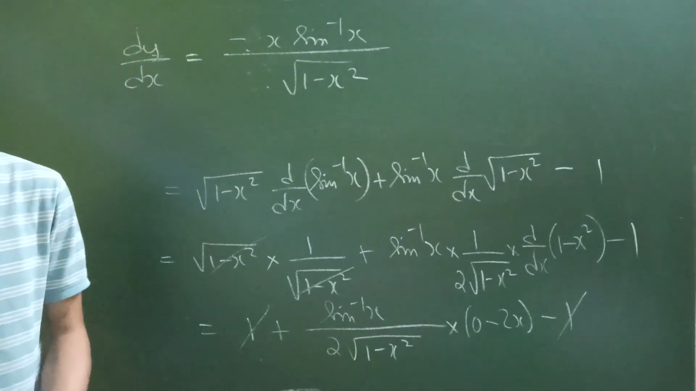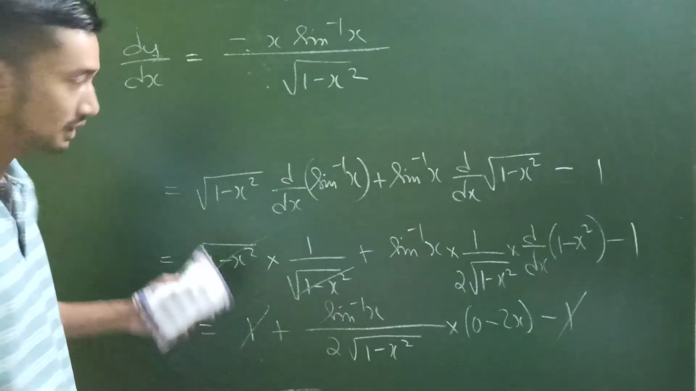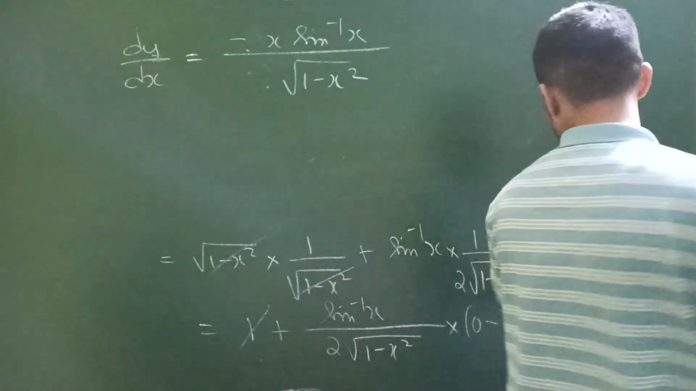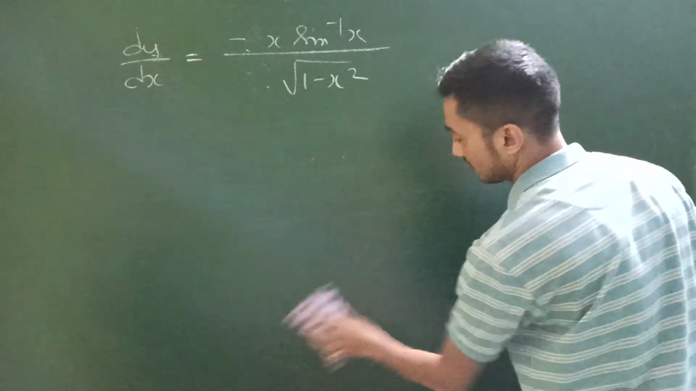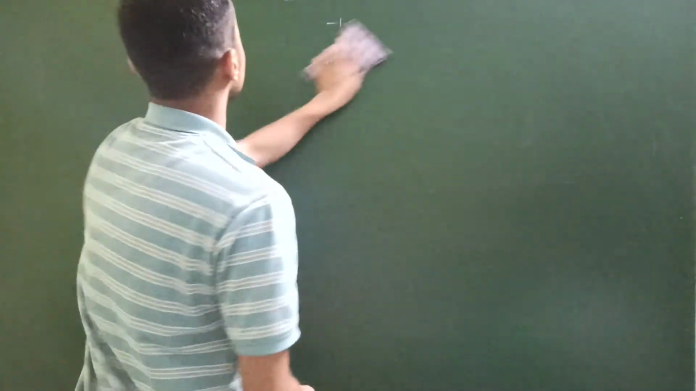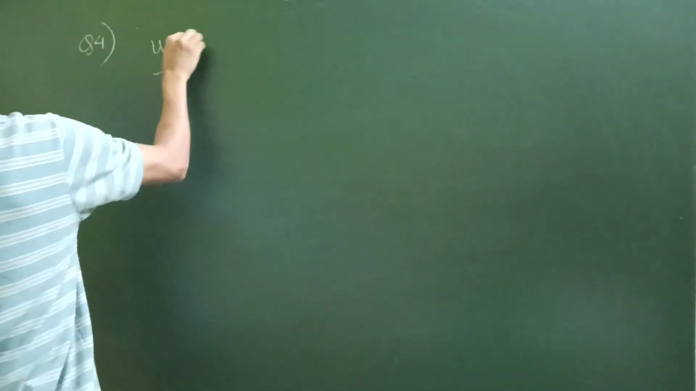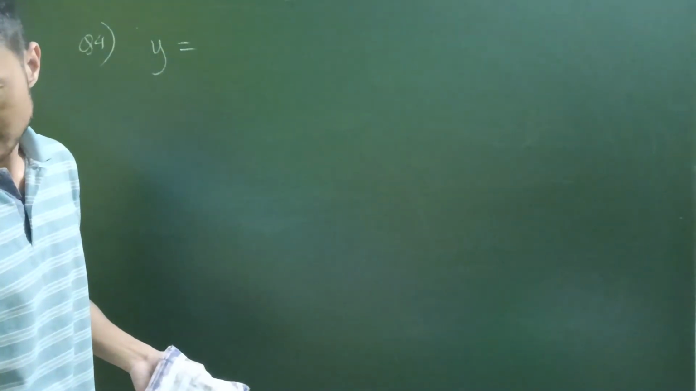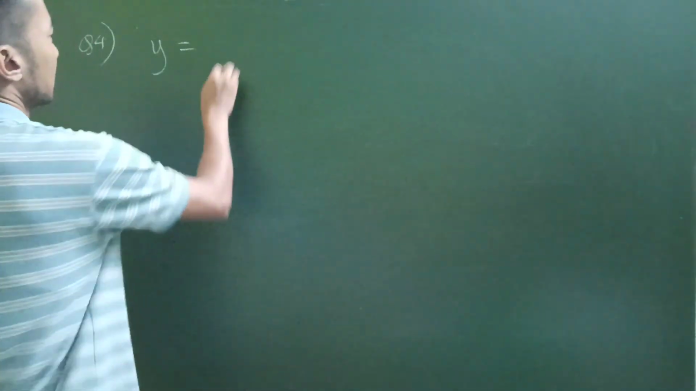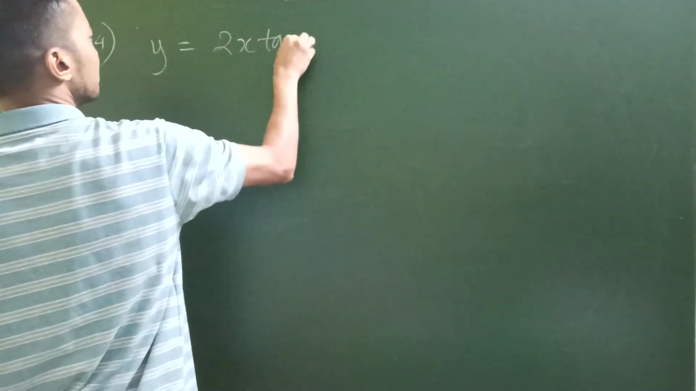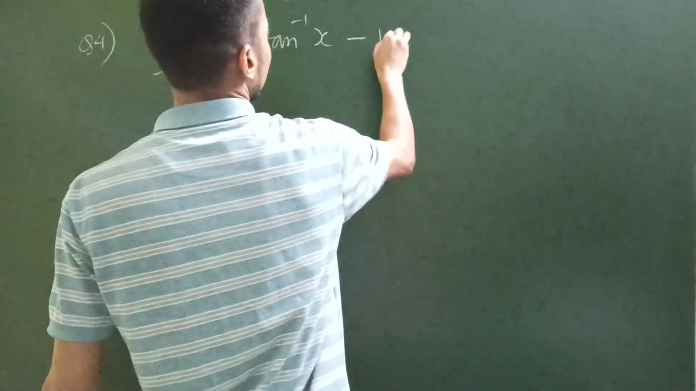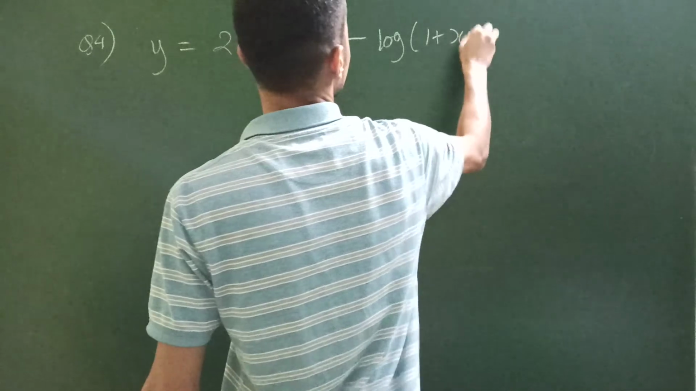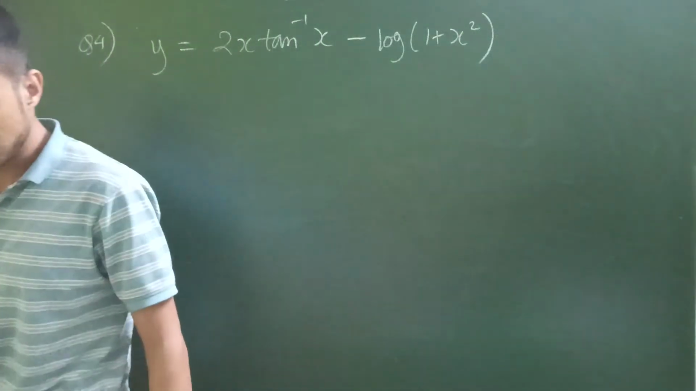Okay, so these are some problems. Let's try another question. Let's try another big question. These are just practice questions. If y is equal to twice x tan inverse x minus log of 1 plus x squared, so let's try to differentiate this.